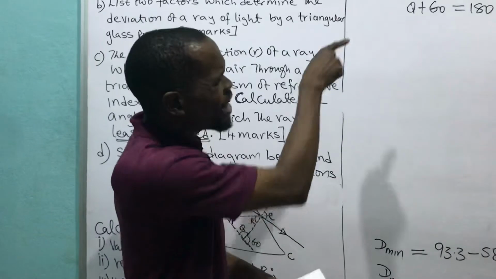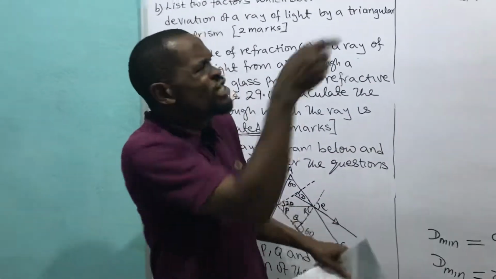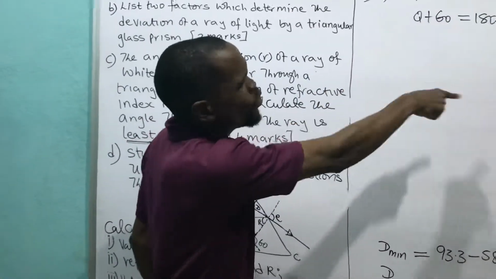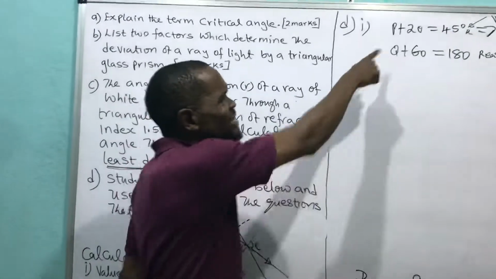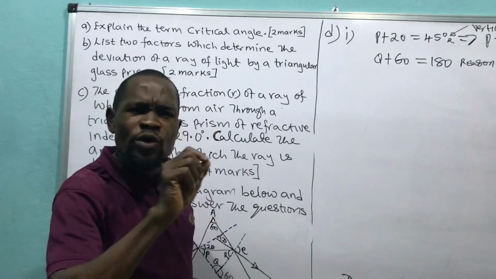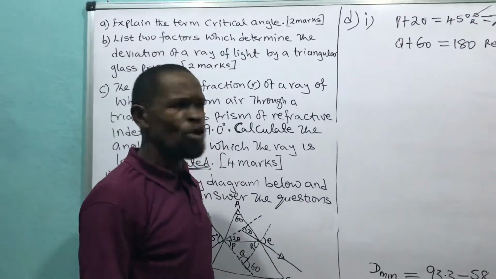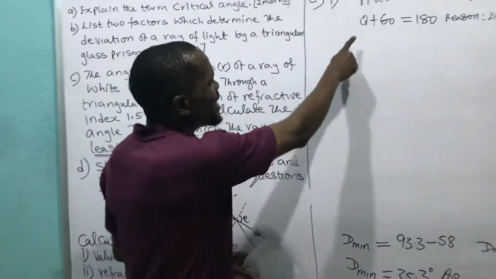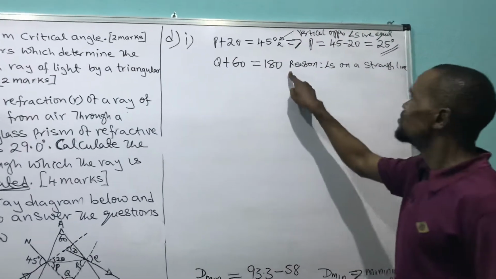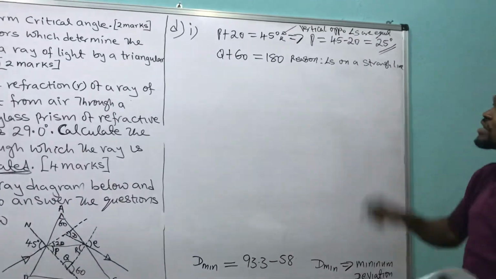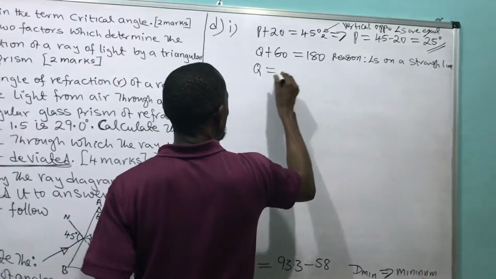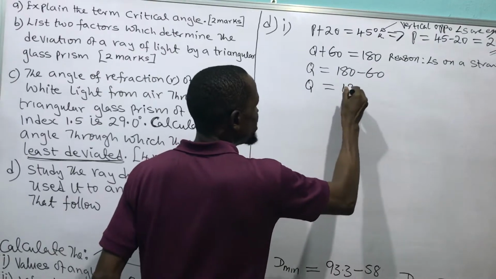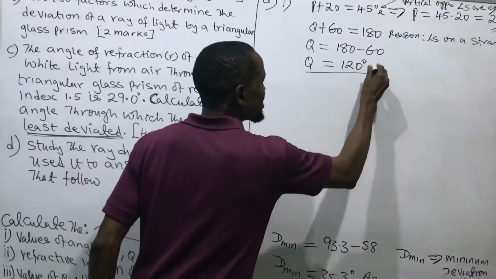If you didn't put the reason why you said it, that means you are imagining it. Who said that? You are not the one saying it. Vertical opposite angle is the one that said that this is equals to this. If you state it without stating who said that, WAEC will give you half mark, or even not give you at all. So if you state anything in geometry, you have to state the reason. So I say Q plus 60 is equals to 180. Reason: angles on a straight line. Therefore, Q is equals to 180 minus 60, and Q is equals to 120 degree. That's the answer for this one.